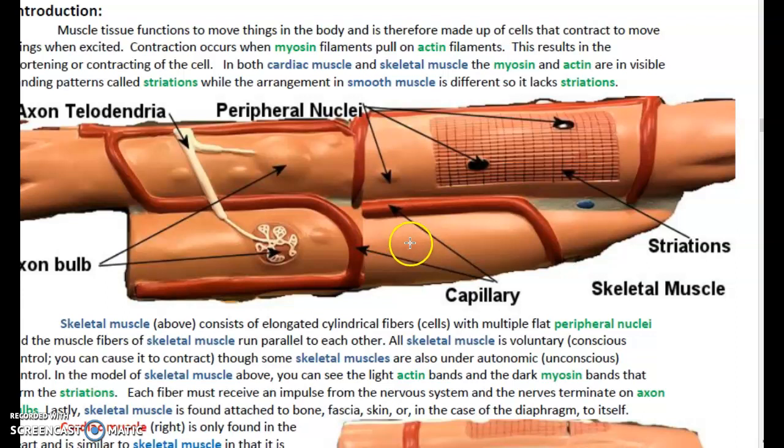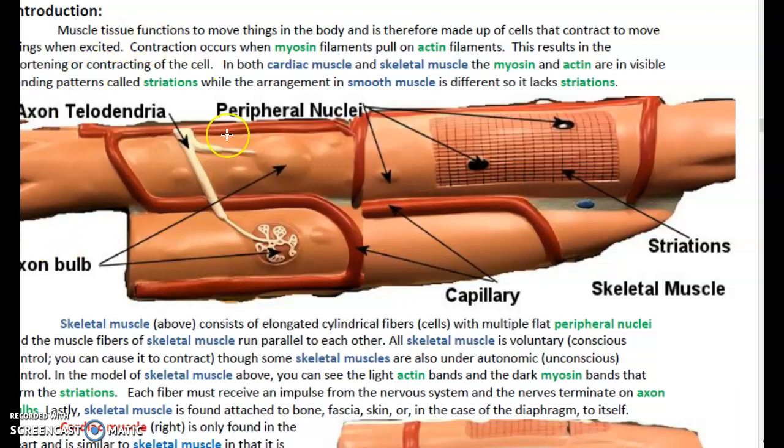So, this is skeletal muscle. In skeletal muscle, you have long, parallel cells, and it's striated. So remember, light, dark, light, dark. And we're going to look at better pictures of this. It has multiple peripheral nuclei. And then we have this junction between the axon, which is from the nervous system, and the muscle.